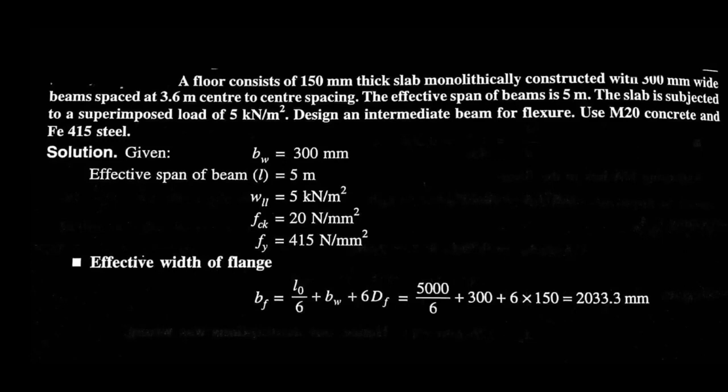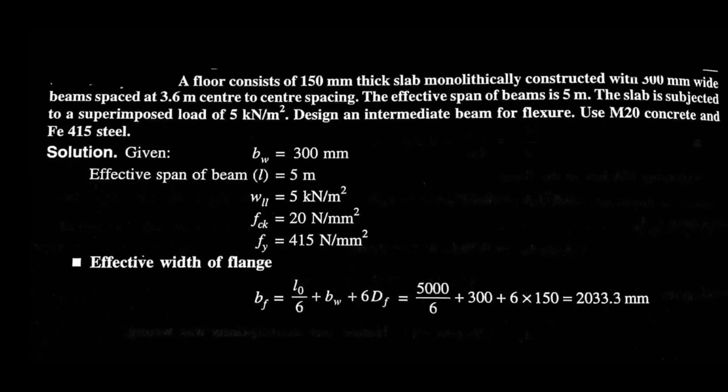Now design an intermediate beam for flexure. Use M20 concrete and Fe415 steel. Okay, so first of all, let's check which data is given in the question. BW, width of web, is 300 mm, that is given. Effective span of beam, that is L, is 5 meter.